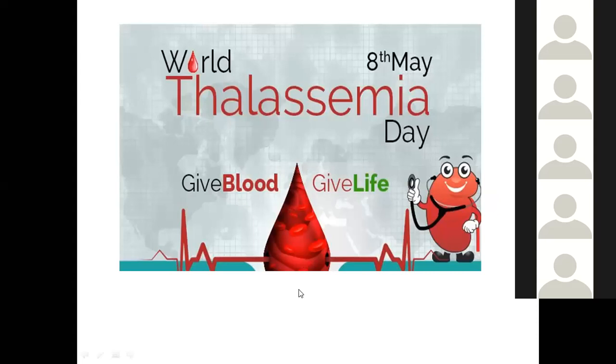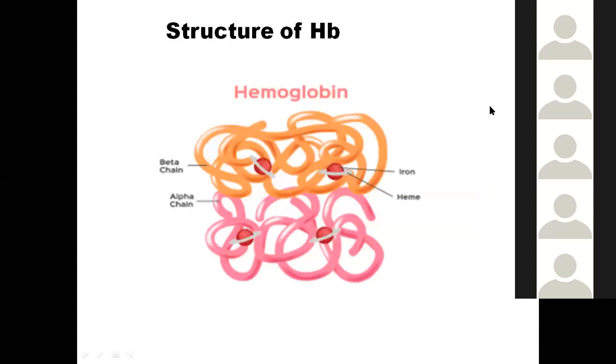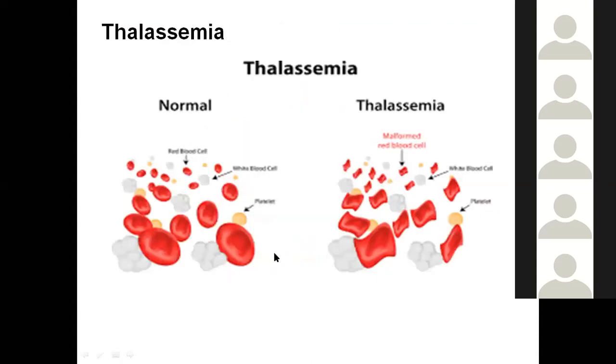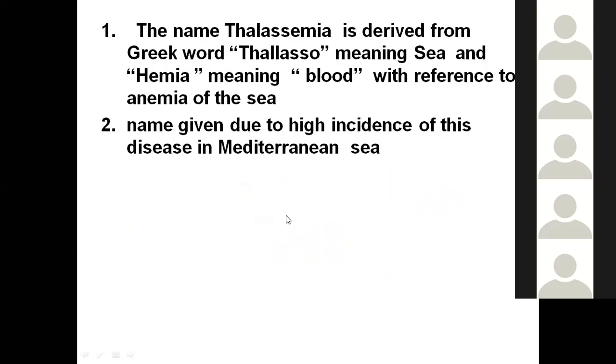This is the World Thalassemia Day. The hemoglobin structure, you know, having 4 hemes, 4 iron pockets, and we have already done it. So we are not going into the details. The only thing is that the normal RBC, the biconcave shape, is all distorted, all deformed in case of thalassemia, right? The malformed red blood cell.